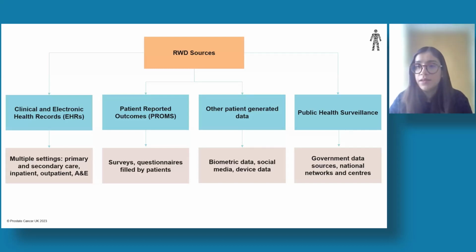And then the last bit is data from public health surveillance. This can be data from government data sources and national networks and centers. And this is where I would classify the data published by the Office for National Statistics, for example, and public data made available by the NHS. This is the data that we can access openly most of the time and what we use to get a national view of diseases.